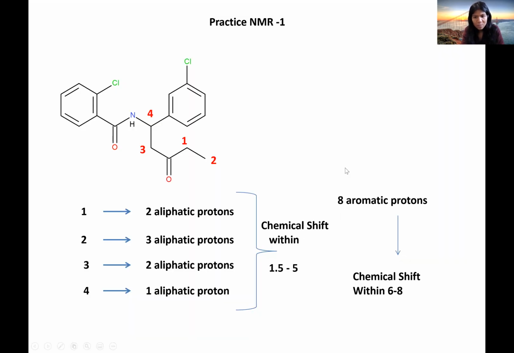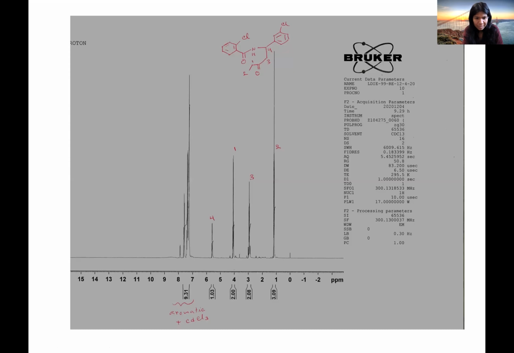And now let's check how many aromatic protons I was looking for. So there were 8 aromatic protons, which have chemical shift values between 6 to 8. Here you can integrate these two peaks separately, or you can integrate them together. In most of the cases I have seen they are similar. If you integrate them separately and then add them, or if you integrate them together, you will get a similar number of protons. So here I have integrated all of the signals together.